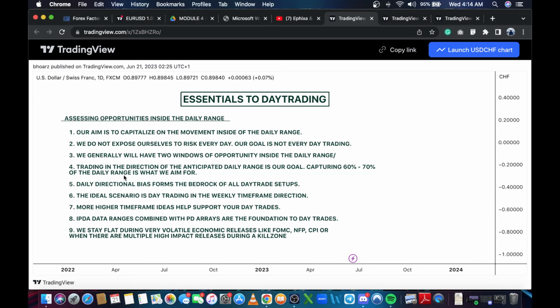Okay, and going into the next point, which is the ideal scenario is day trading the weekly time frame direction. Again, it all goes back to number 5, which is your day trade should form from your daily directional bias, and that's what we'll call a high probability day trade. Higher time frame ideas help support your day trade, and your IPDA data ranges combined with the PD arrays are the foundation to day trades, which is your macro analysis. They create the foundation for the intraday template.